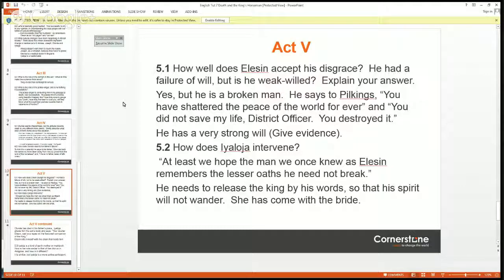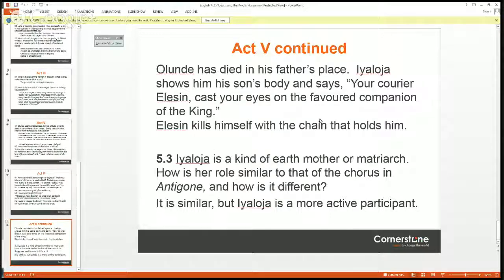And then Iyaloja says, "At least we hope the man we once knew as Elesin remembers the lesser oaths he need not break." In other words, he's broken his big oath. We won't even call him Elesin anymore. But he needs to release the king and his son so that their spirits will not wander.